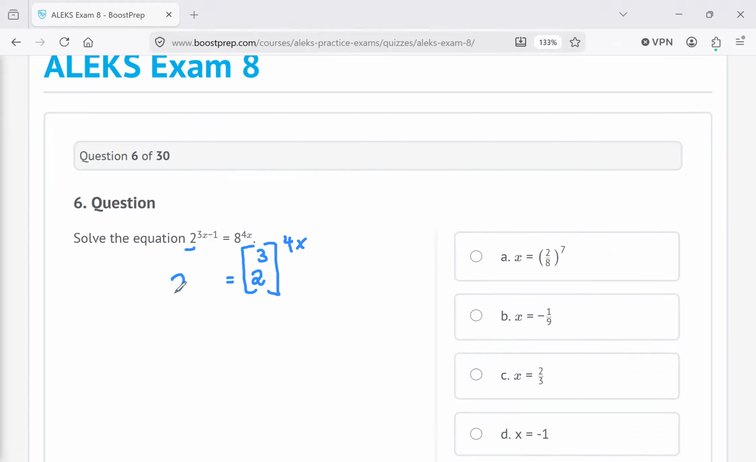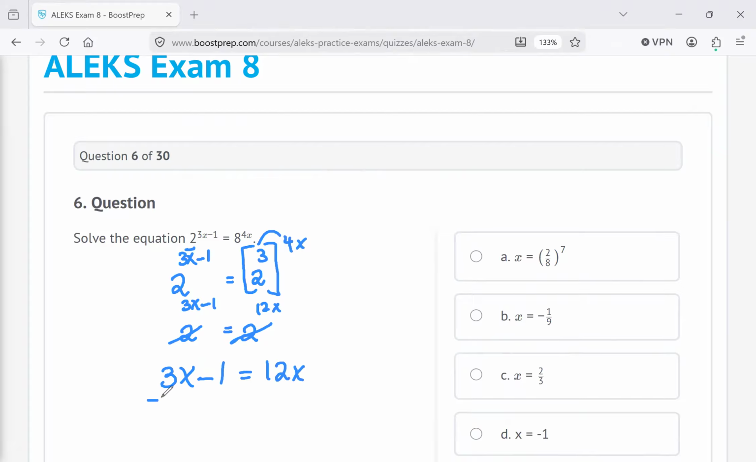And then on the left, it's 2 raised to the 3x minus 1. And over here, you can remember the rule: if you raise a power to a power, you multiply, so 3 times 4x is 12x. And then as you can see, the 2 disappears, so you're left with 3x minus 1 equals 12x.